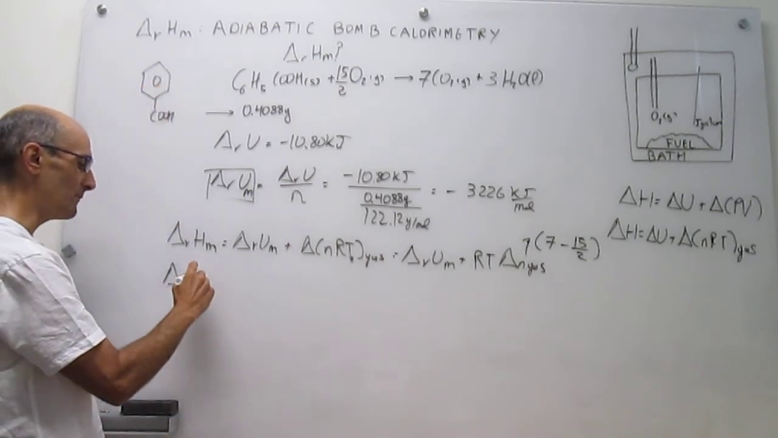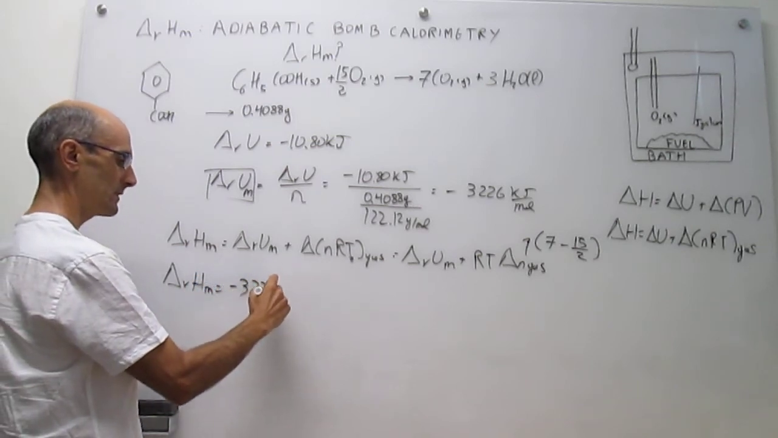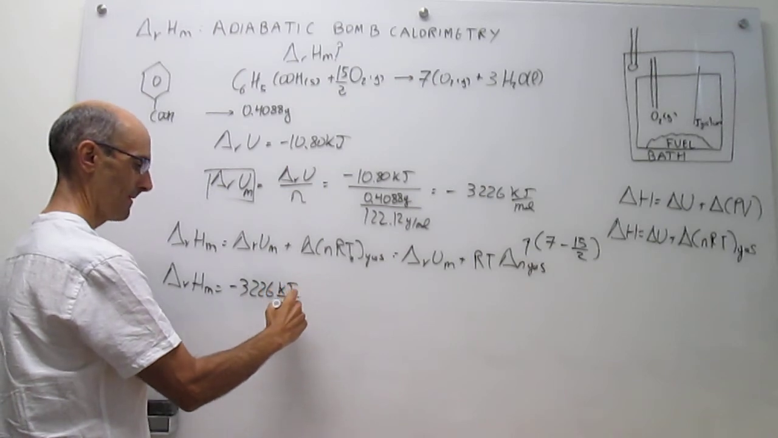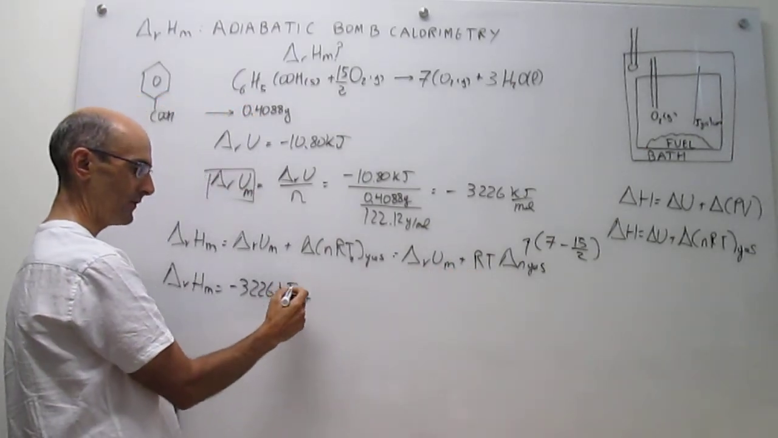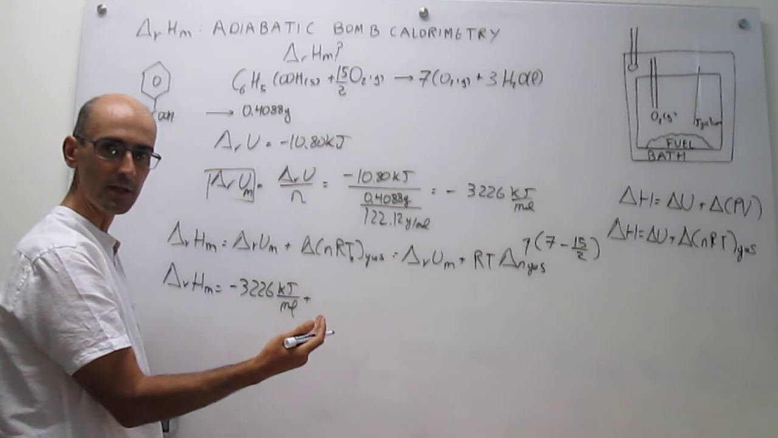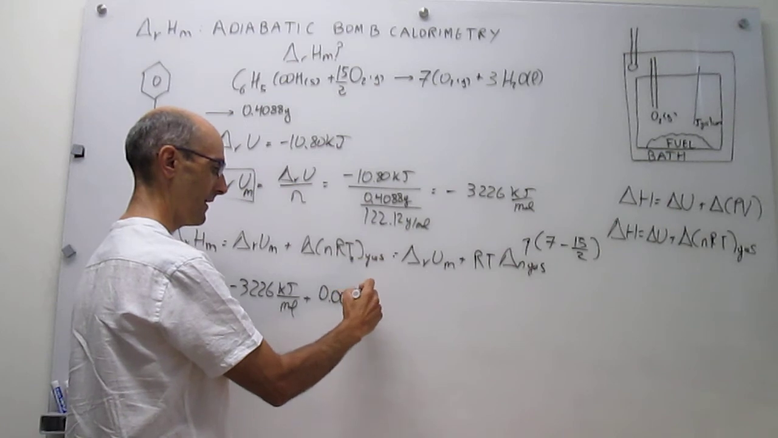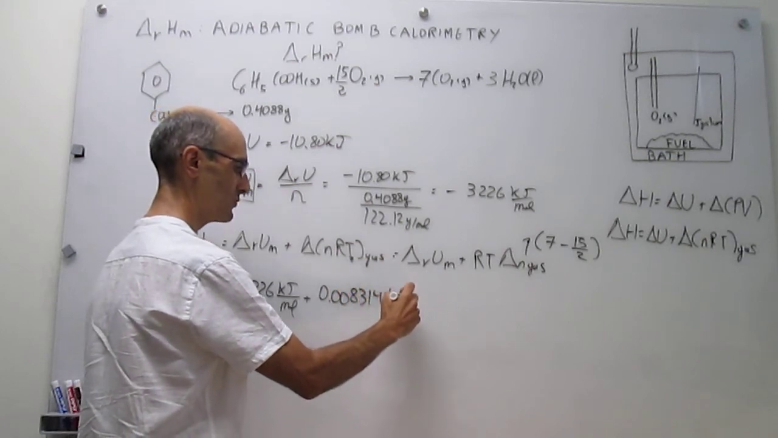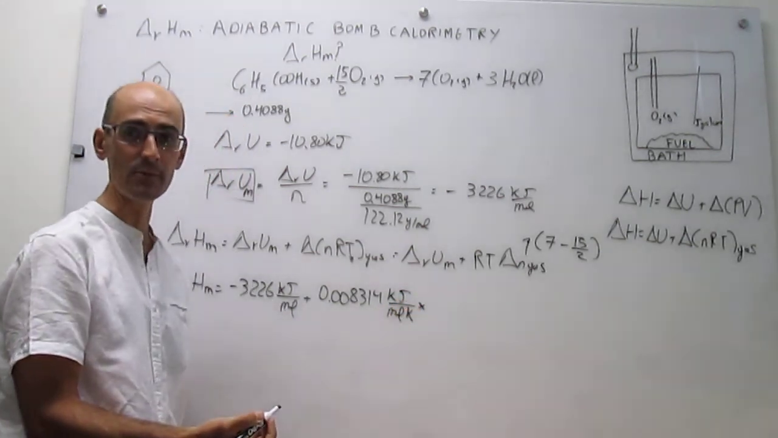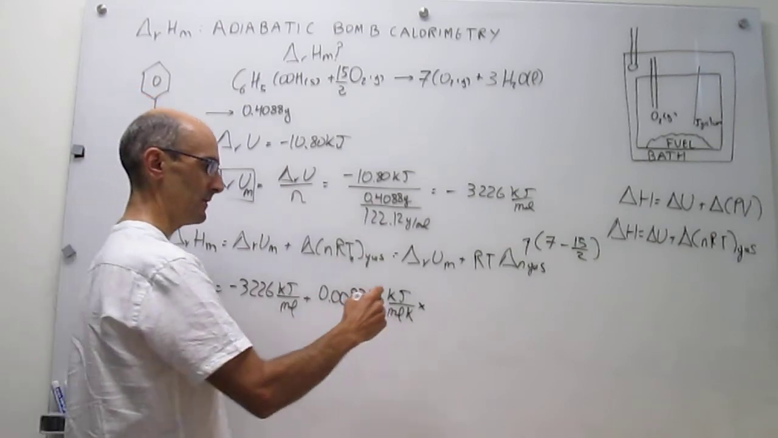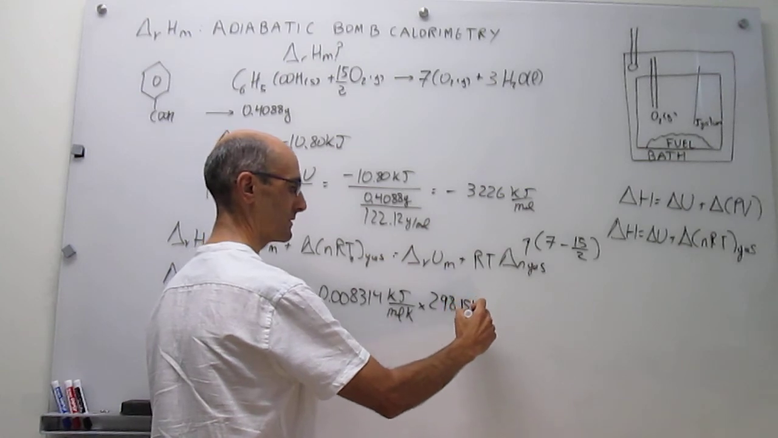Okay, so now we punch in the numbers, right? The idea is that we know that number, that is minus 32.26 kilojoules per mole. And then we punch in the rest, RT. Notice that we have here kilojoules, so I'm going to write here R in kilojoules per mole per Kelvin, so that number is 0.008314 kilojoules per mole per Kelvin. We know the temperature. Here we actually take the temperature to be the initial temperature of the experiment, 298.15, that is 25 Celsius.